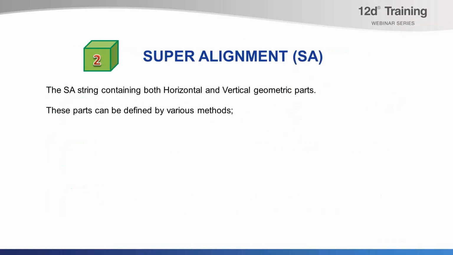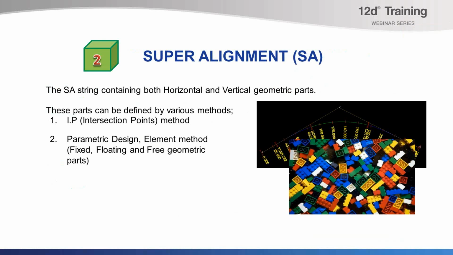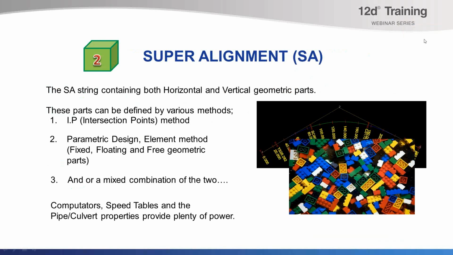The super alignments, the parts can be defined in various methods. We often start with the basic intersection point or IP method for the design. And as you develop your design skills, you might move across to the parametric design, as it's known, or element method. I call it, again, a bit of the Lego box, where you start to join the different parts of the geometry together. And you can also do a mixture of the two.